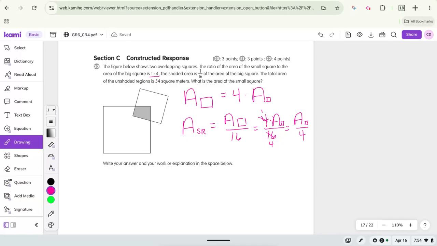Okay, here's the other thing I note. The unshaded region. If you were to take the area of the big square and add the area of the little square, you would be adding this shaded region twice. So if I take away 2 of the areas of the shaded regions, then that will leave just the area that is unshaded. And we are told that the unshaded region is 54 square meters.